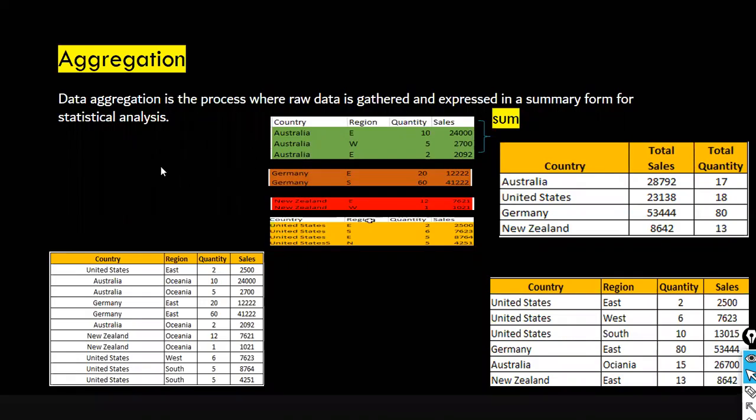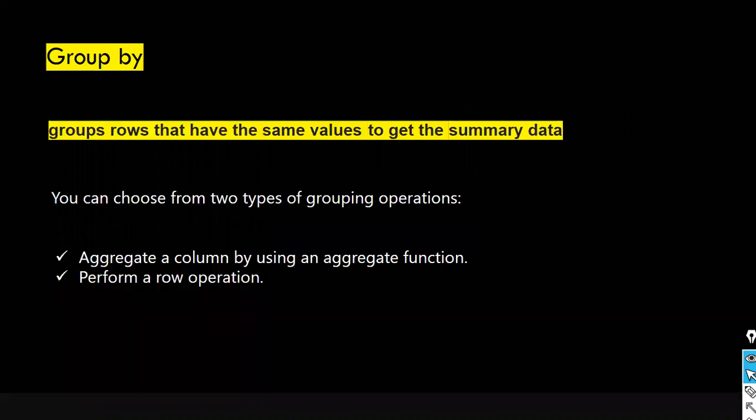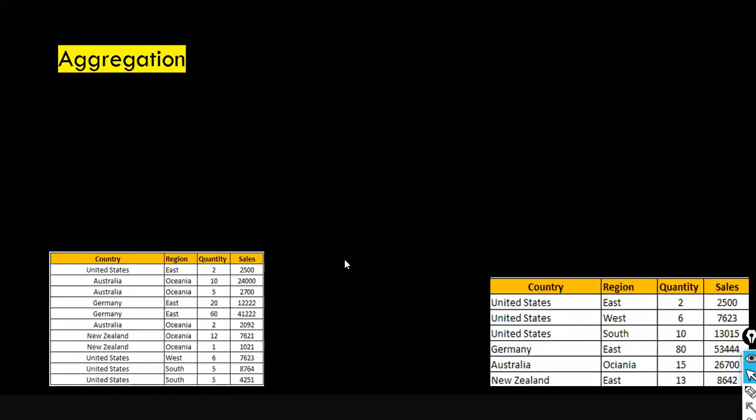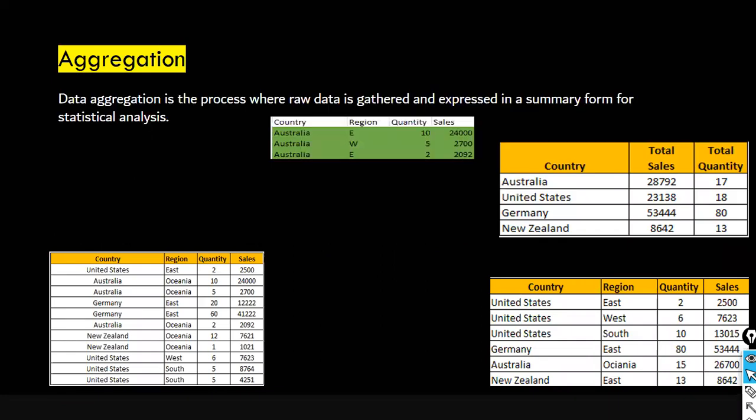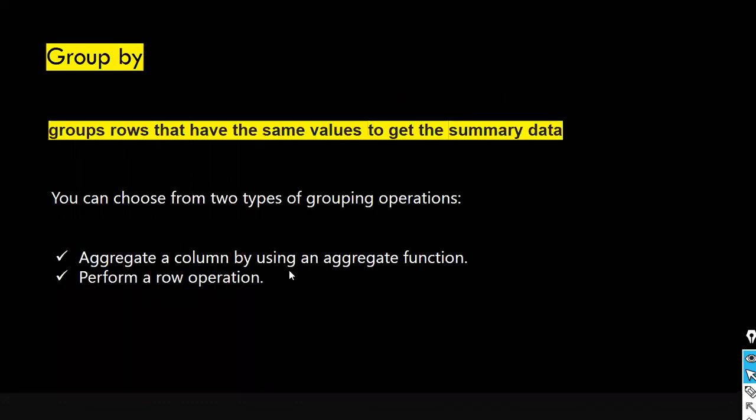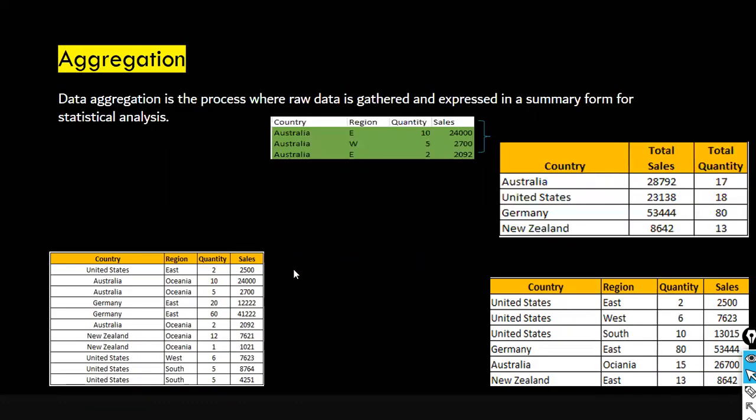Okay, group by is the process where the raw data is gathered and expressed in a summary form, statistical analysis, aggregation, right? That is what the aggregation is all about. In the case of group by, we group the rows that have the same values to get the summary data. So we can choose from two types of grouping operations. One is aggregate a column by using an aggregate function, perform a row operation. Along with the aggregated value, if you wanted to display the transaction level data, that is possible with the row operation. That's what we have seen.